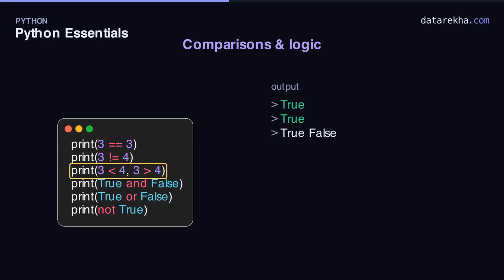Less than and greater than do what they say. 3 is less than 4. True. 3 greater than 4. False. Then you combine questions with the words and, or, and not. And is only true when both sides are true. True and False, False. Or is true when at least one side is true. True or False, True. And not simply flips it. Not True is False. With these six, you can phrase any condition you'll ever need.